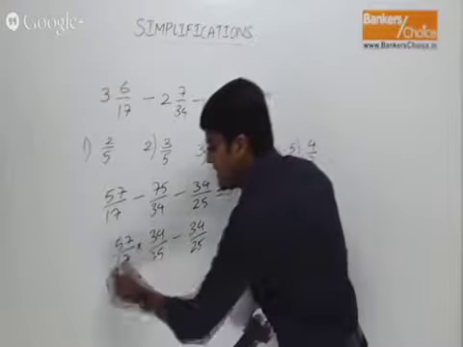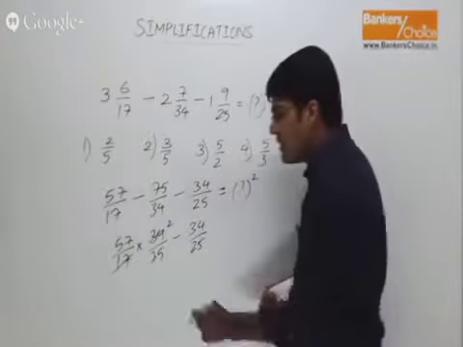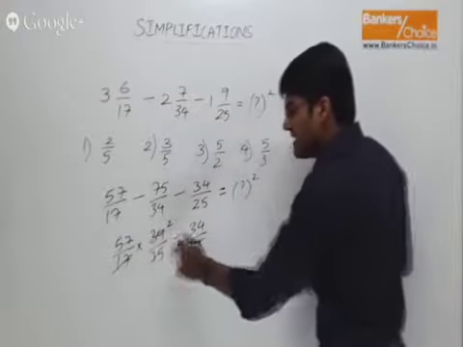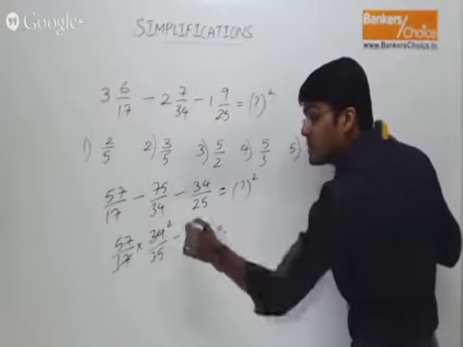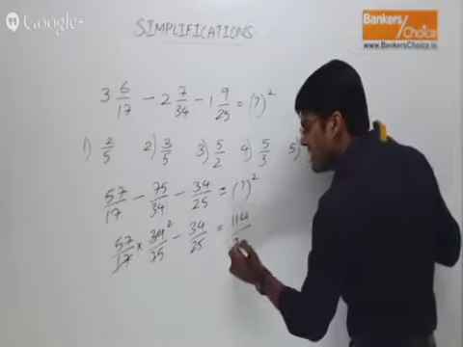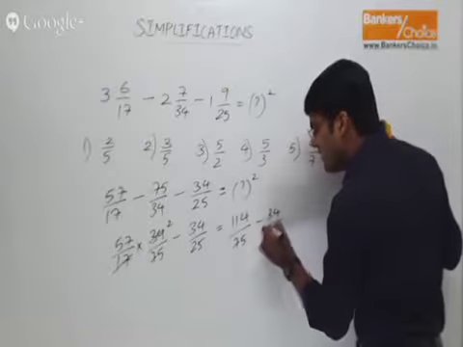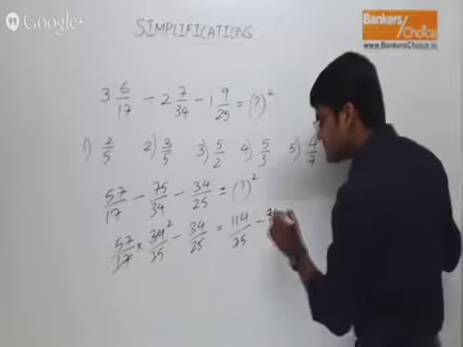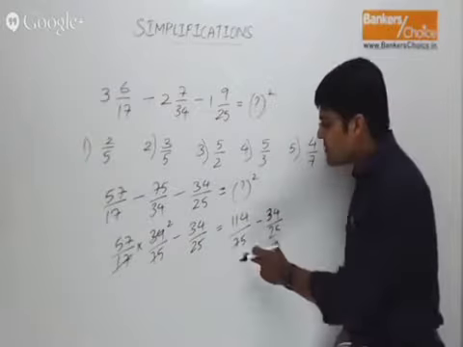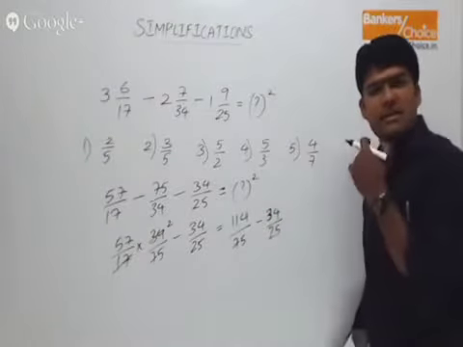Now what do? 17 goes 2 times. Yes or no? So 57 into 2 by 75. So that can be taken as 57 into 2 is how much? 114 by 75 minus 34 by 25. Now again the same story. You have to take the LCM and do the calculation there, right?